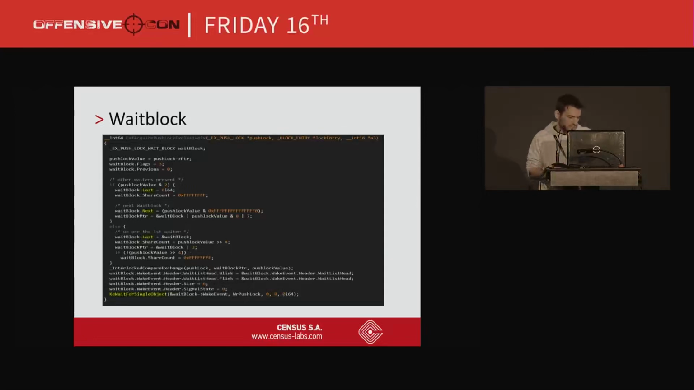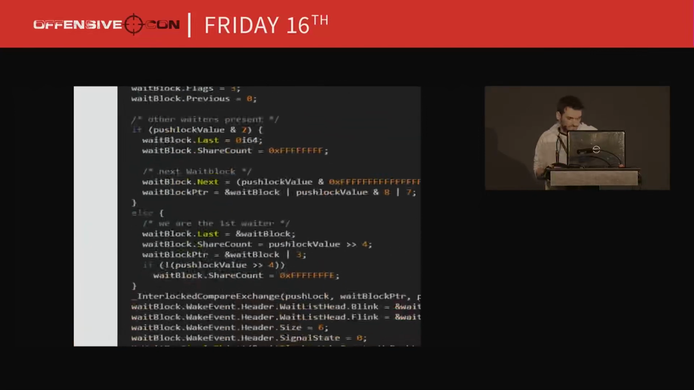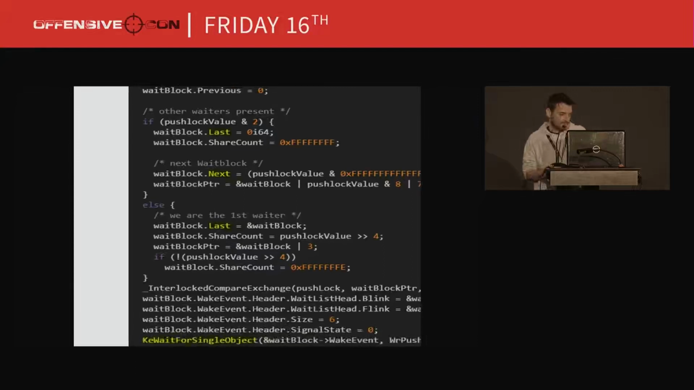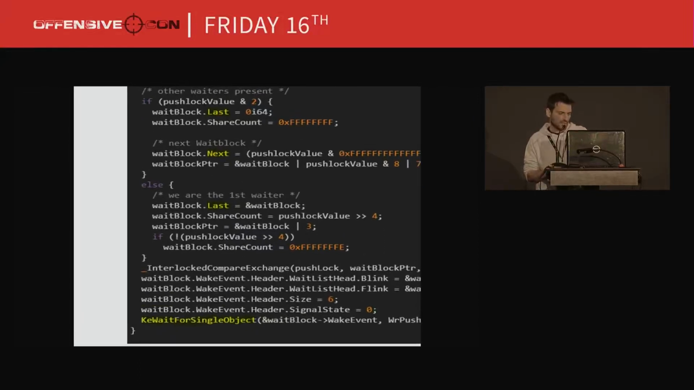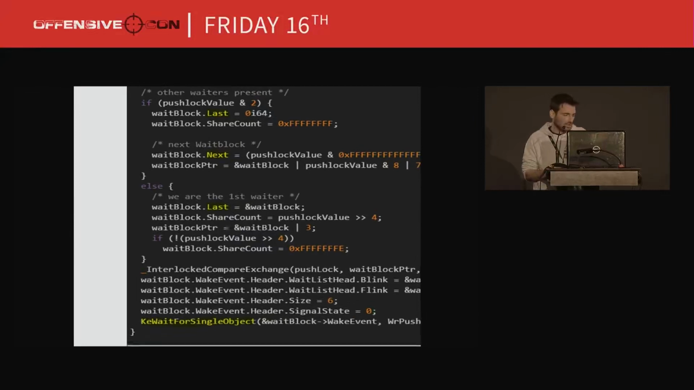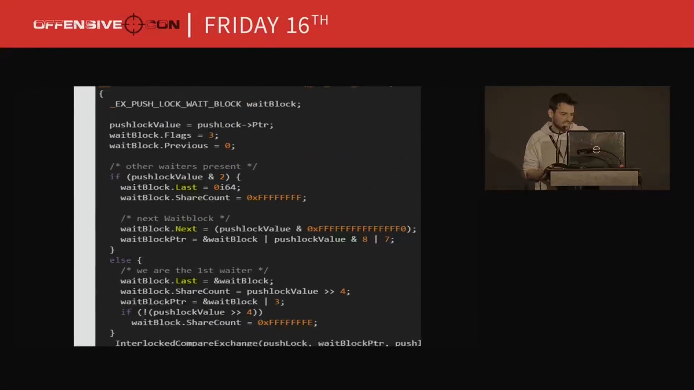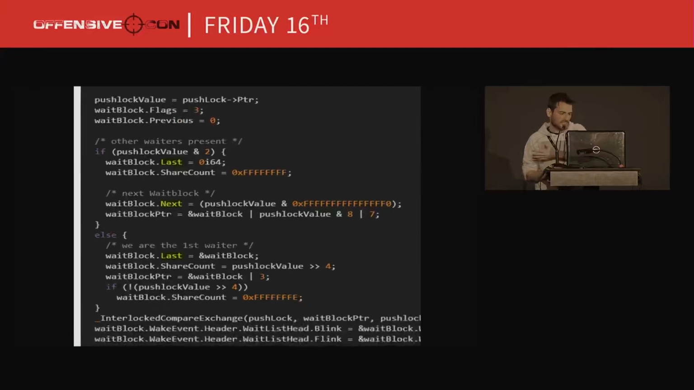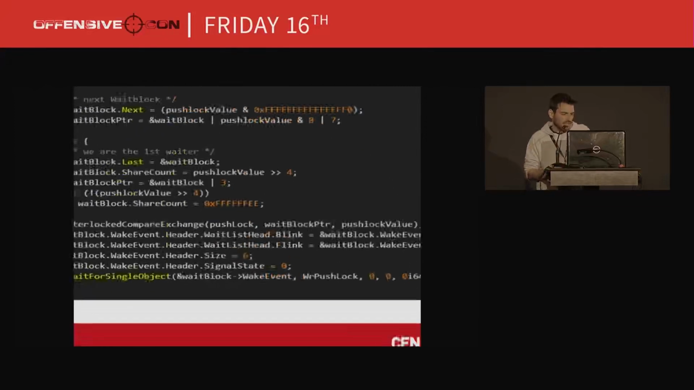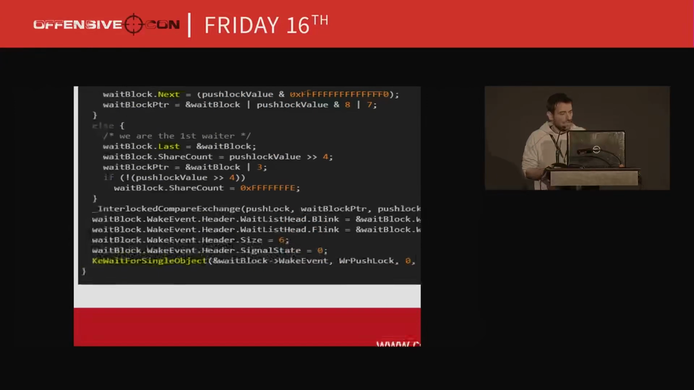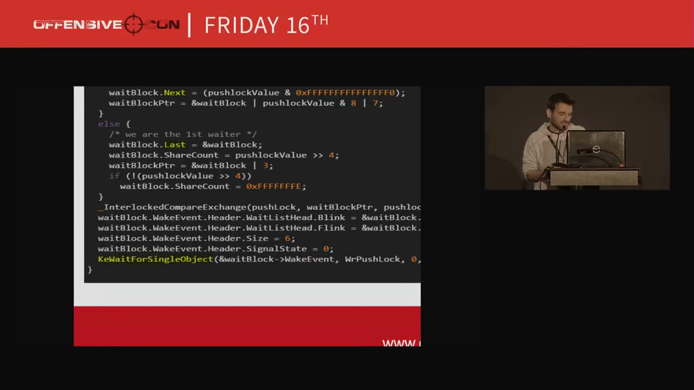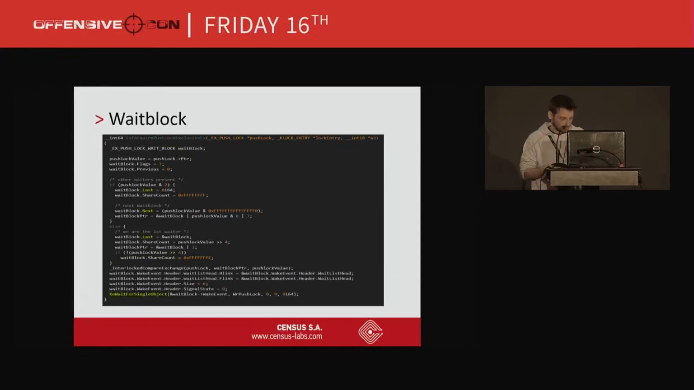And here is a pseudocode of that as well. So as I said earlier, in case we are the first waiter, our wait block last will be set and is going to contain the address of our wait block. Otherwise, the wait block next member will be used to create a linked list between the waiters. And after that, our push lock is going to contain the address of the wait block as value, right? And then KeWaitForSingleObject is going to be blocked until the push lock is released.